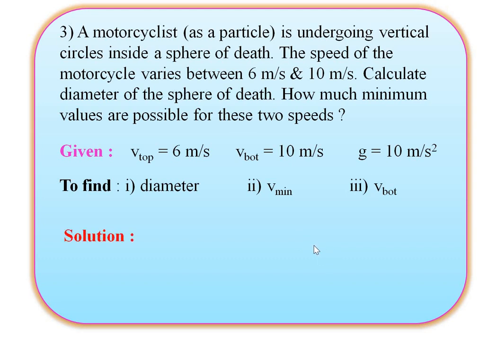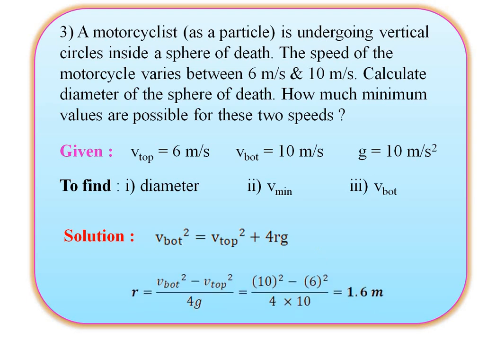Formula, it is, first we know that in the theory part, v bottom square, that is for the lowermost position speed, v bottom square is equal to v top square plus 4 into r g. So taking the radius term outside and simplifying this equation, we get r equals v bottom square minus v top square divided by 4 into small g.